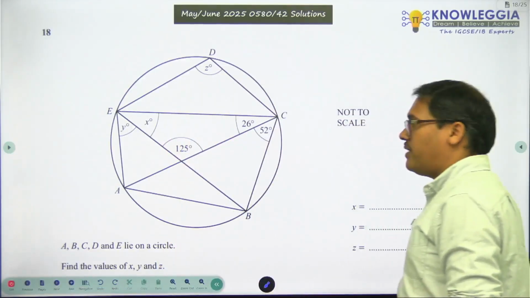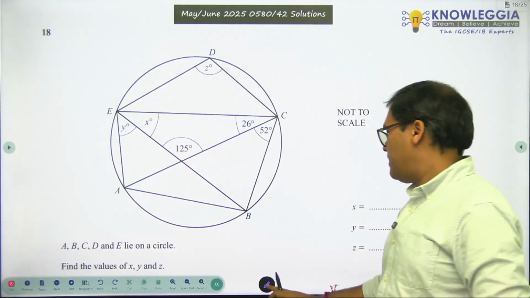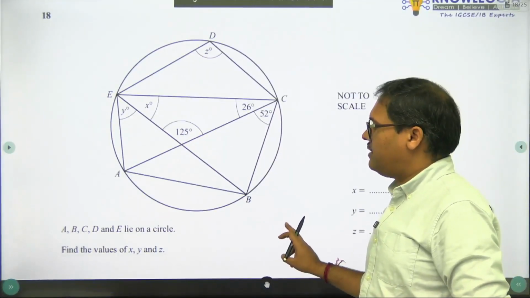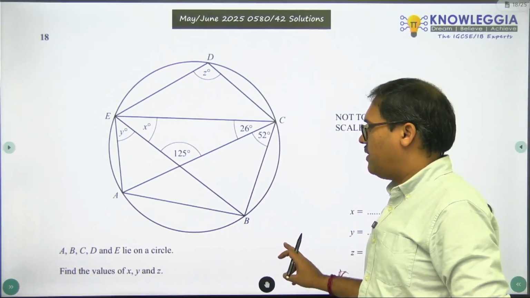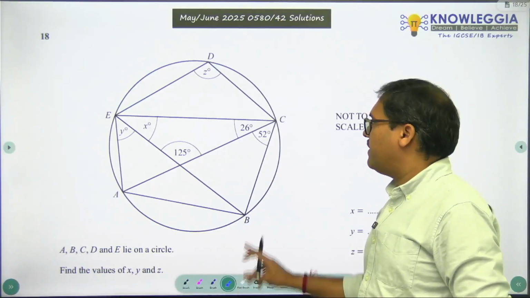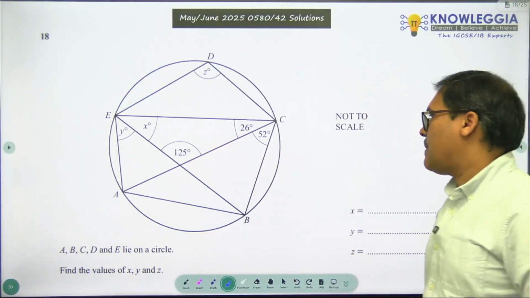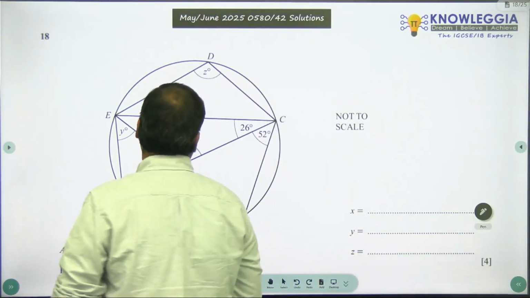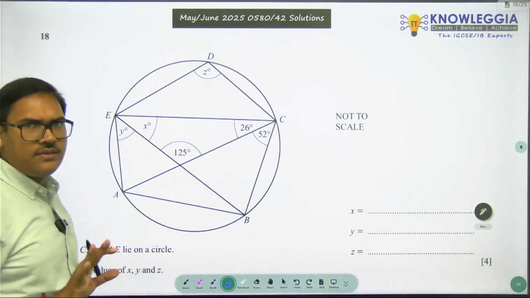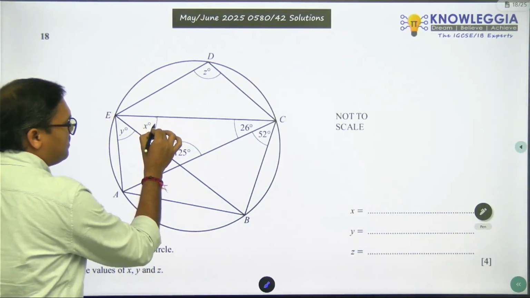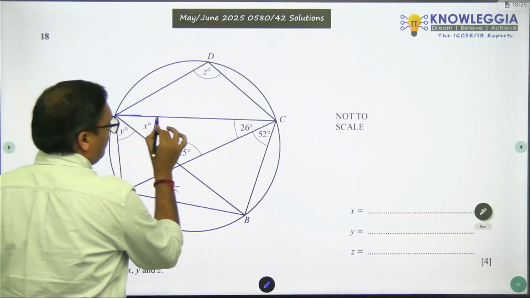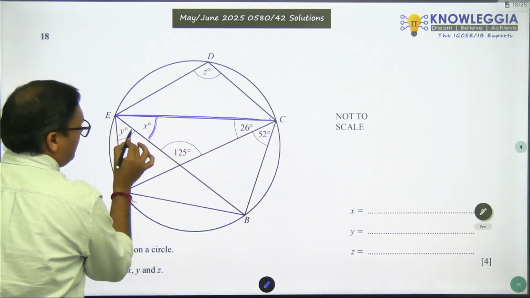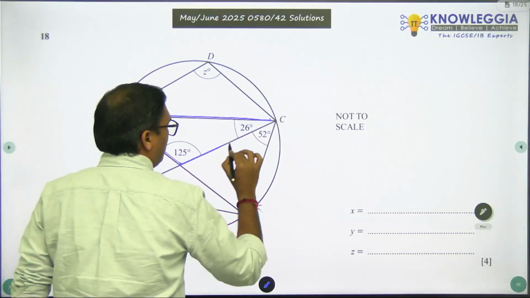Okay, now the question on geometry. This is the question on circle properties. You can see here ABCD lie on a circle. Find the value of x, y. Then basically you have to just find x, y, and z. Okay, so let's see. First thing you can easily see, I can easily find x because in this triangle all the angles are given.